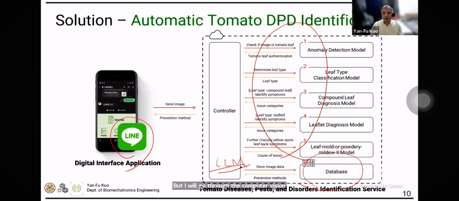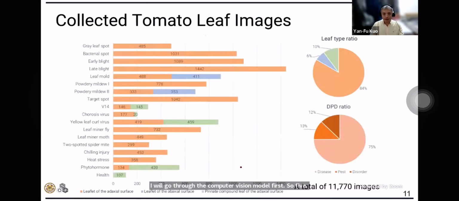So 5 computer vision models together. First thing we have to do is to collect enough data. And in the past 5 or 6 years, we collected more than 10,000 images in the fields, greenhouses, around in different areas. So this is a big job.